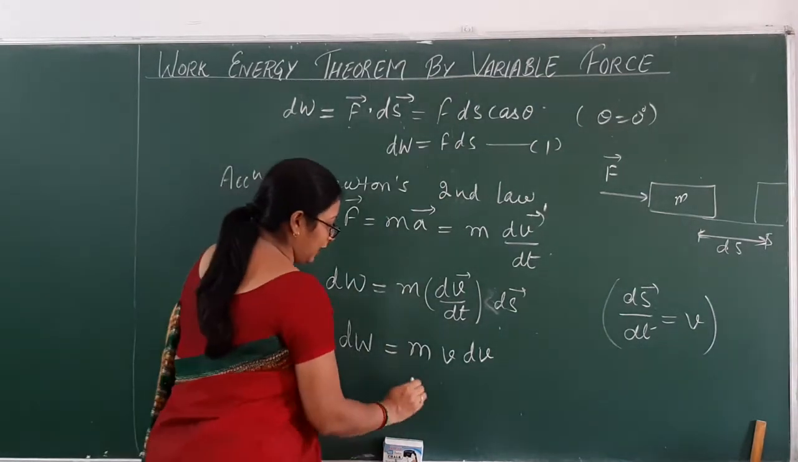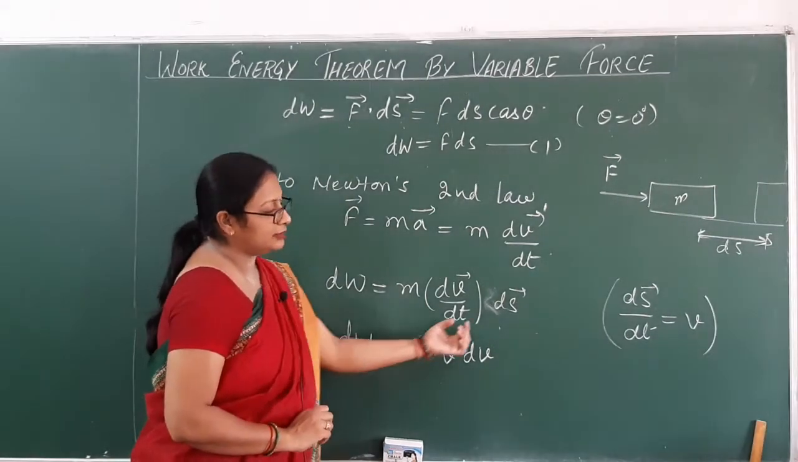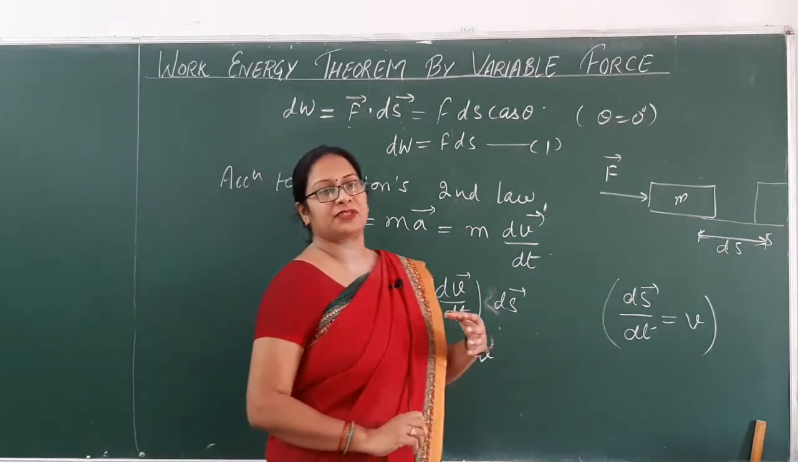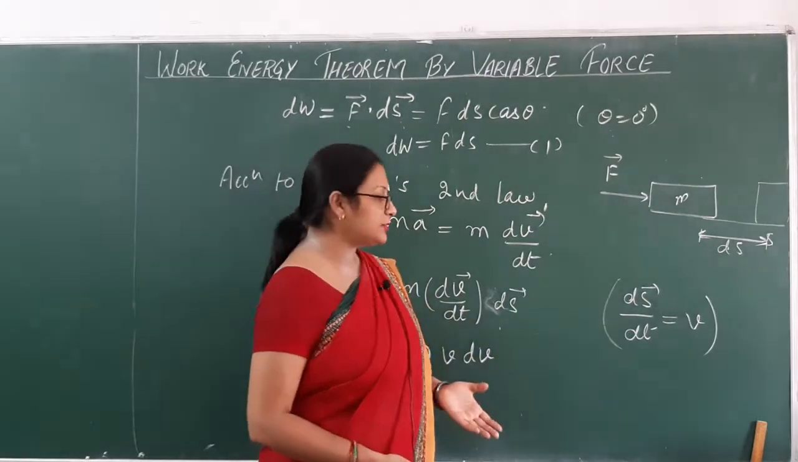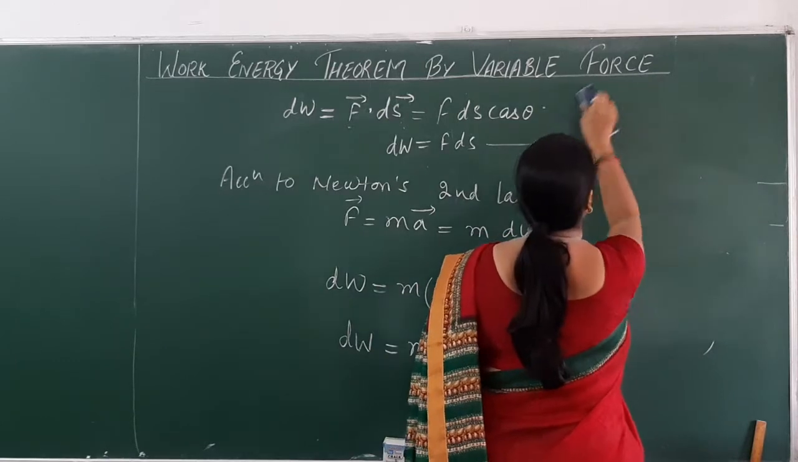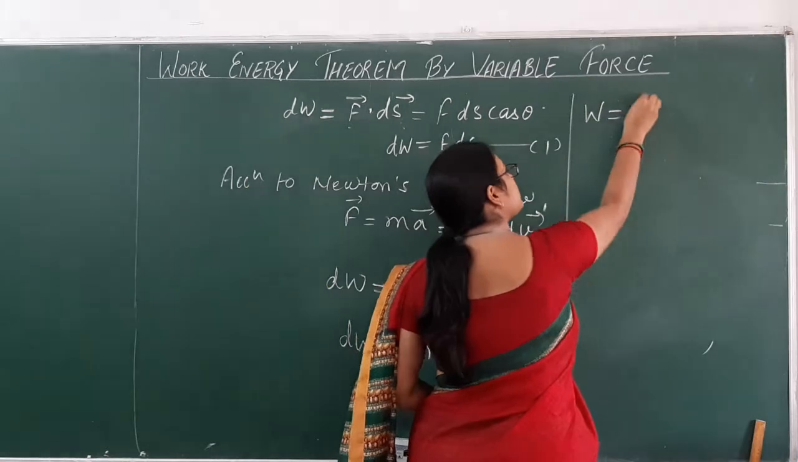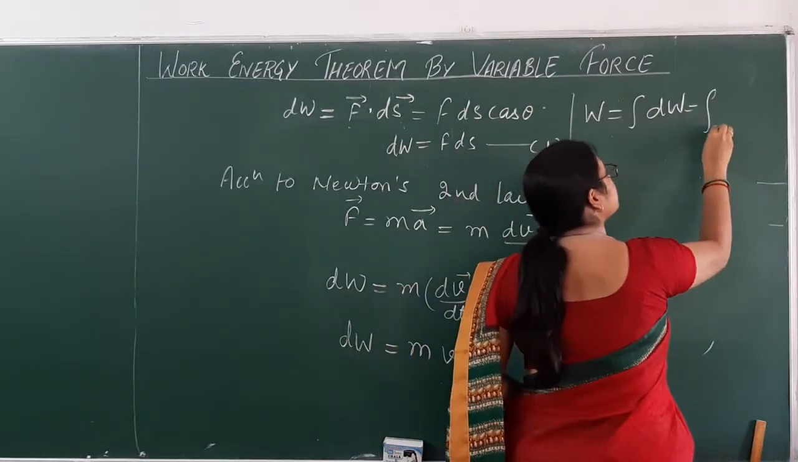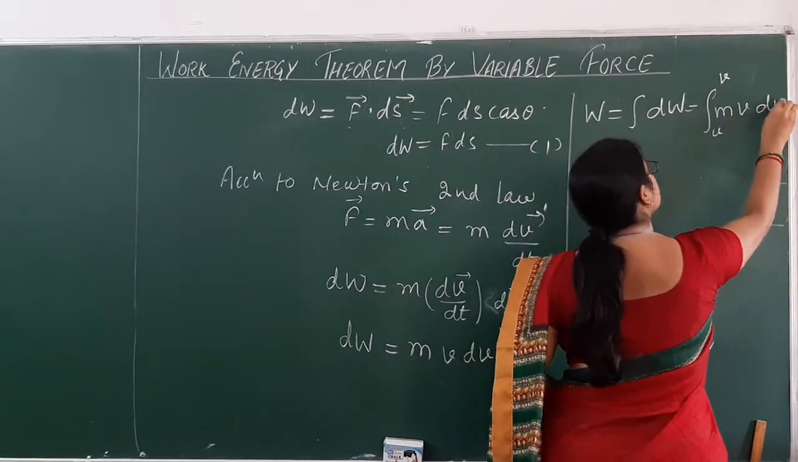Now, what about the total work done? This is the small work done for the small displacement ds. Now, after the application of the force, the velocity increases from u to v. So what will be the total work done? The total work done will be W is equal to the integration of dW, which is equal to the integral from u to v of mv dv.